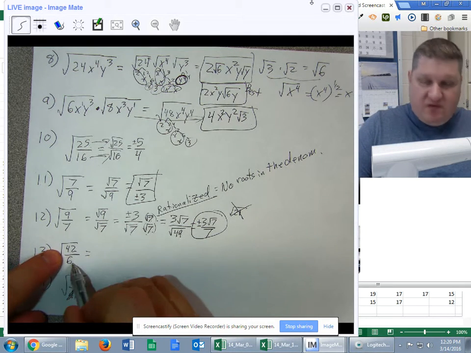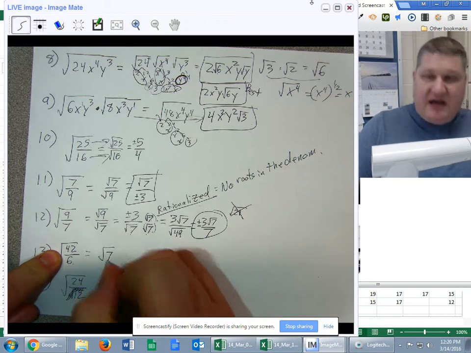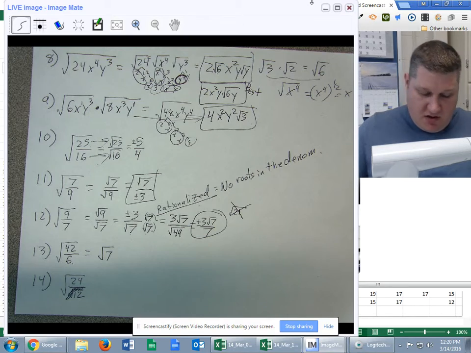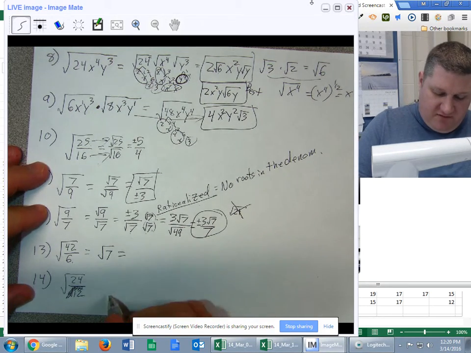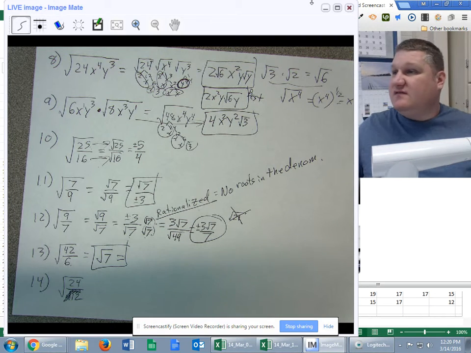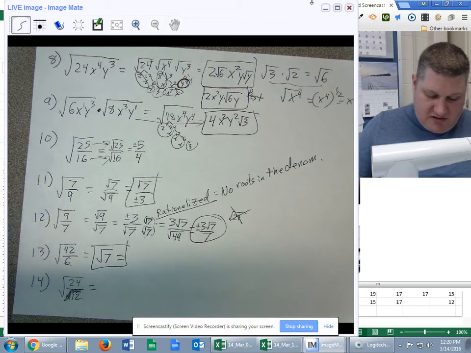What is 42 divided by 6? 7. Can I get rid of my fraction by just doing the division? Okay, so I get square root of 7, and I'm done. Because can I take the square root of 7? No. Okay, now let's do this one.